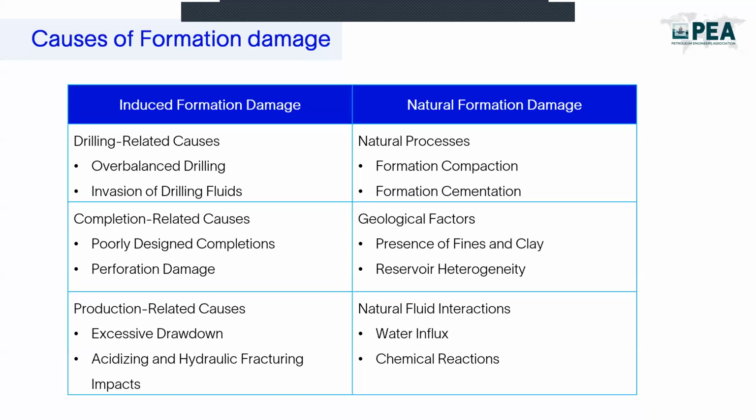Another induced formation damage is that which occurs while producing. I mean, production related causes. When it comes to production, yes, there are some damages that are raised while producing the well. The first one is excessive drawdown. A rapid reduction in the reservoir pressure due to production actually causes the reservoir rock to collapse, and it may also alter the geomechanics of your rock properties, and eventually it changes the reservoir rock property as well.